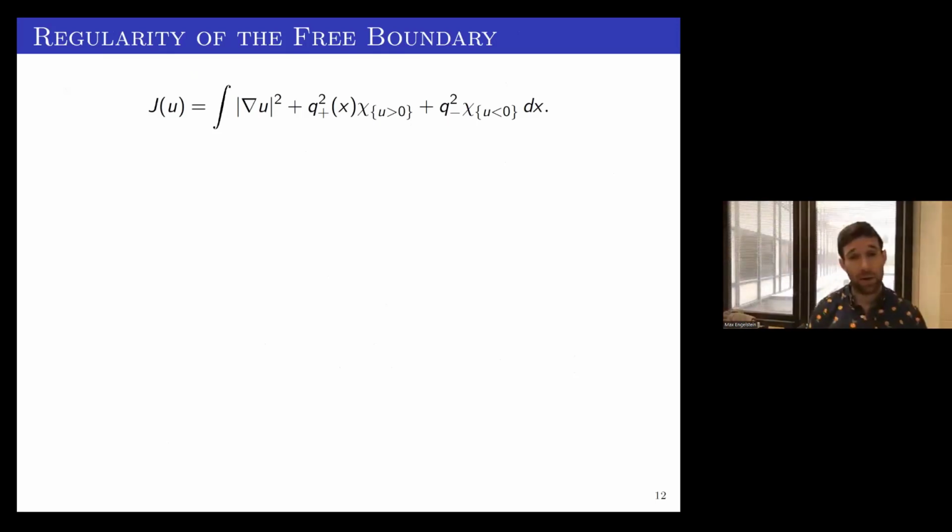So I told you that regularity of the free boundary is the most important thing. So let's talk about the regularity of the free boundary.